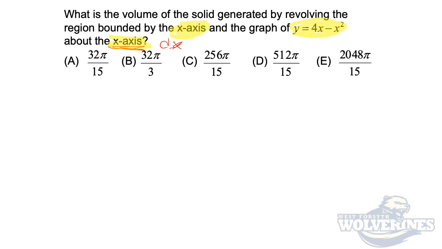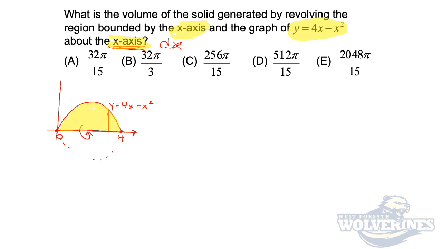And this parabola, this is an upside down parabola. Okay, so you want to have a sketch for several reasons. It helps you identify your radius and it helps you identify your boundaries. So 4x minus x squared is an upside down parabola that's been shifted a bit to the right. Right, it's just like negative x squared plus 4x. Okay, so that sketch looks like this.